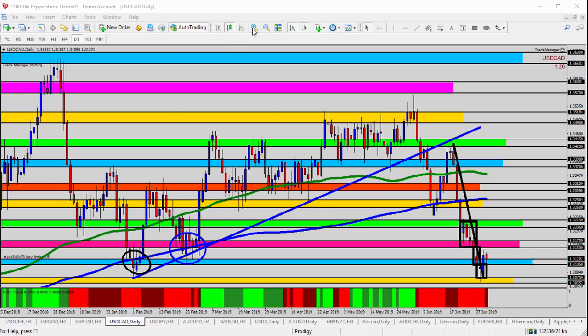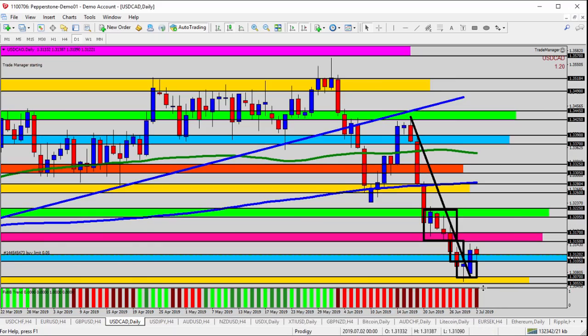Let's go ahead and zoom in just for a moment here. You can see that black trend line falling from the top, 1.3425, down to the bottom into the 1.3070 level or thereabouts, into the yellow zone at the bottom of the chart. So during that downtrend, of course, creating support and resistance levels all the way down into that yellow zone.